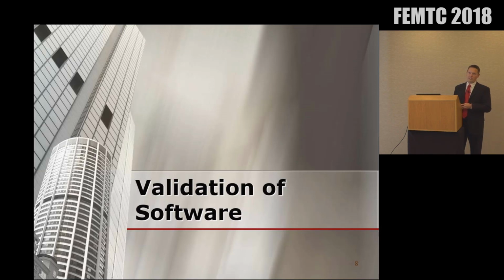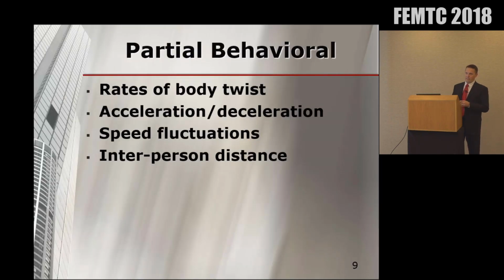With regard to the validation of Simulex, they used video imagery and incorporated that into the partial behavioral model to account for body twist, the acceleration and deceleration, overtaking maneuvers of occupants in a group. I always see myself when there's a group of people and somebody runs from the back to the front. Speed fluctuations and maintenance of interpersonal distance, or kind of jockeying when they're in a queue.